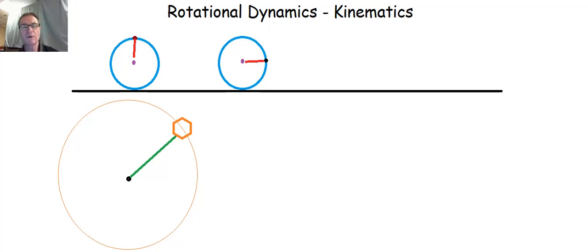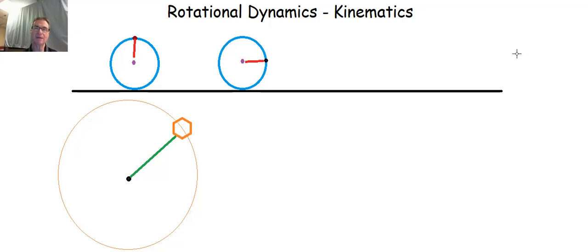Well, hello and welcome once again to Onco Physics. Today what we want to do is take a look at something called rotational dynamics. And what we're going to look at today is specifically how we do kinematics with rotational dynamics.